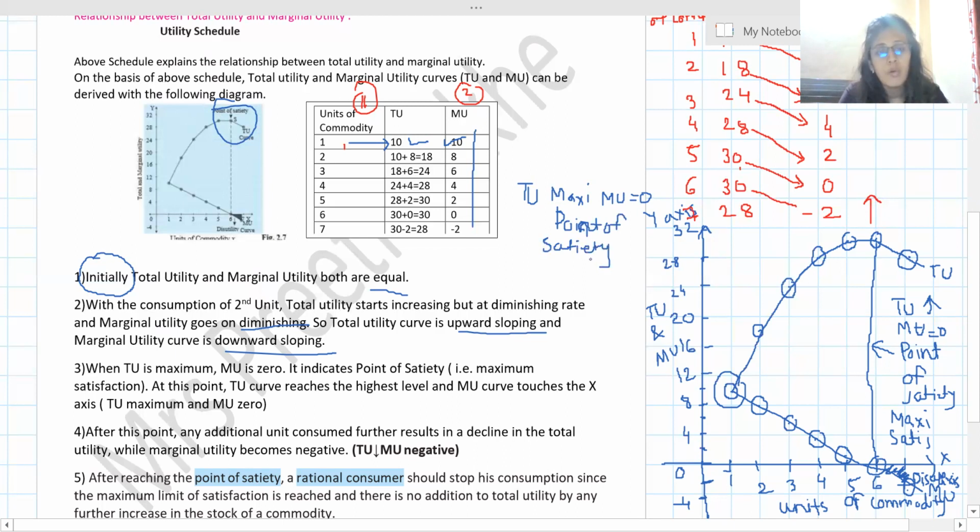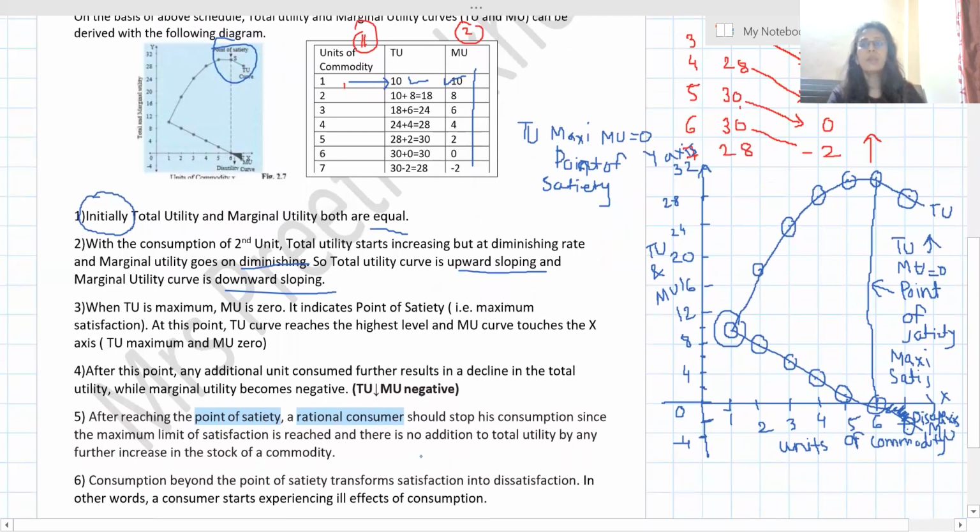Okay, then we have, we will say upward and downward sloping. You can see that TU is upward sloping and MU is downward sloping. After this point, any additional unit consumed results in a decline in TU, while MU becomes negative. After TU is highest and MU is 0, when you still consume, you will get negative MU. So after reaching that point, a rational consumer will stop, because obviously he is getting disutility from whatever he is consuming.